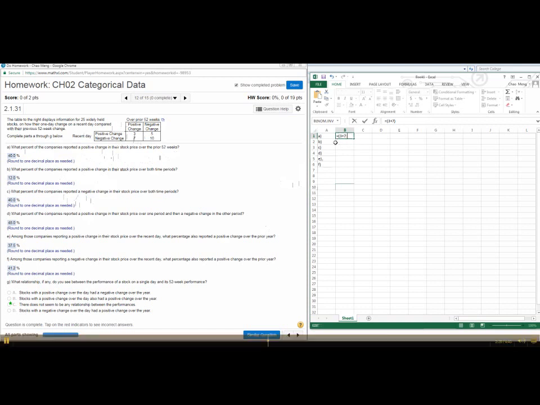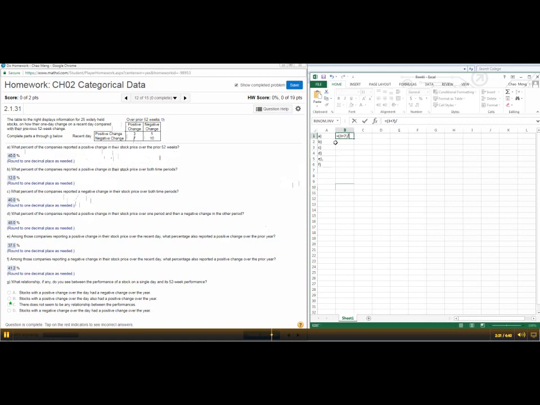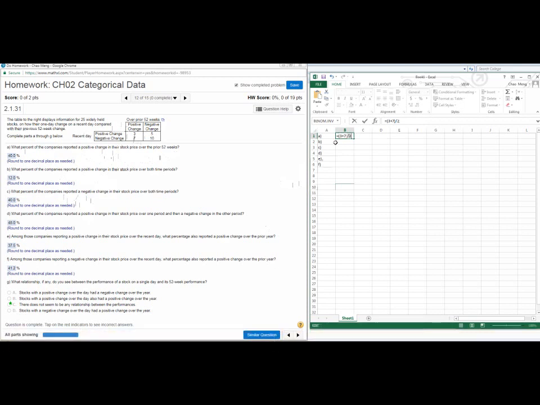Then we need to divide that number by the total number of stocks we have. That's going to give us the percentage. So it's going to be over 25. If we do the calculation, it's going to be 40%.